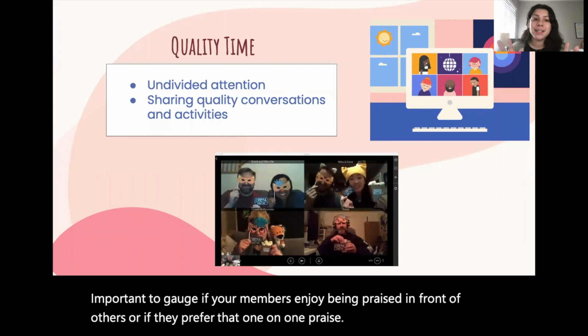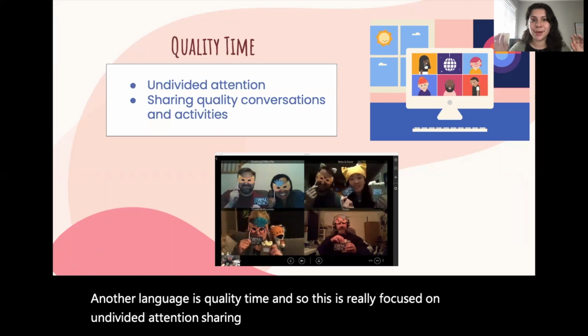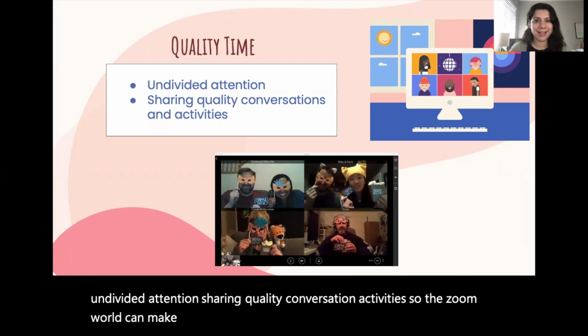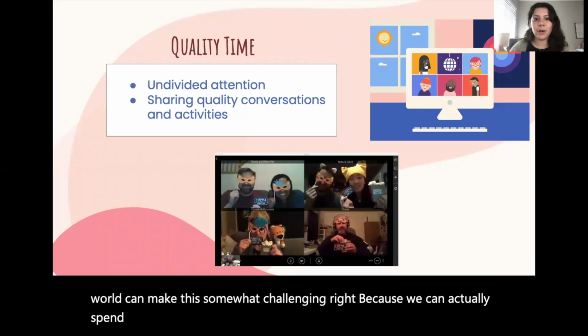Another language is quality time. This is really focused on undivided attention and sharing quality conversation and activities. The Zoom world can make this somewhat challenging, right? Because we can't actually spend quality time together. However, there are still ways you can connect and engage with each other.